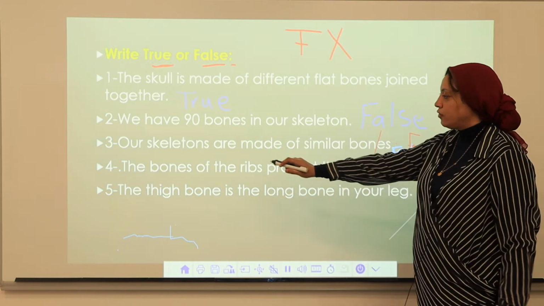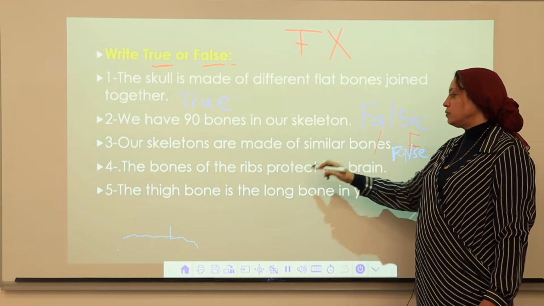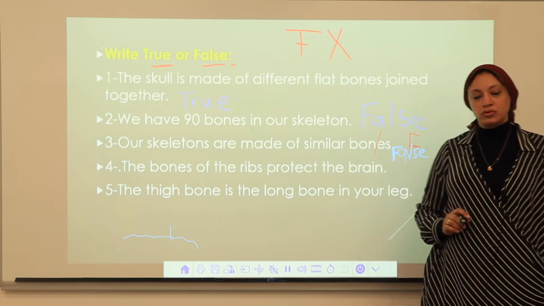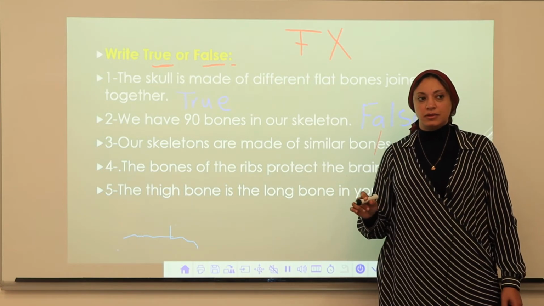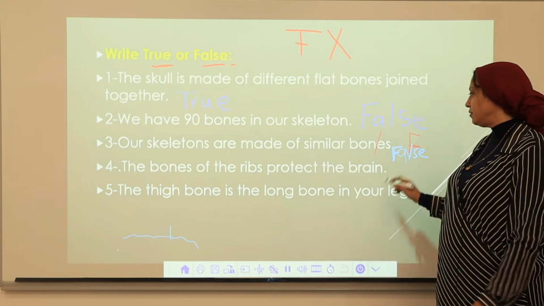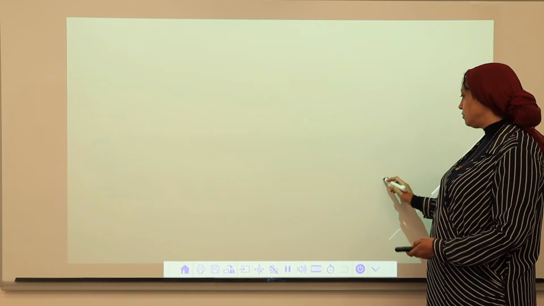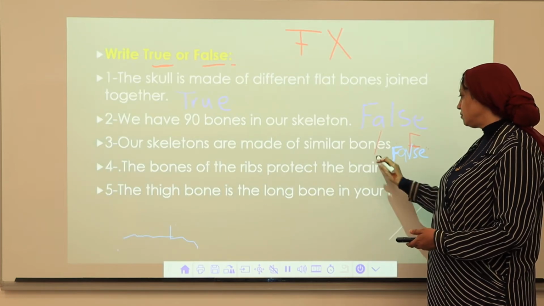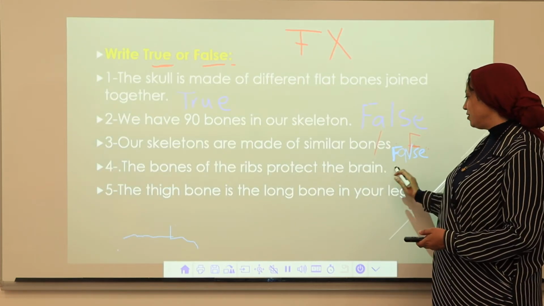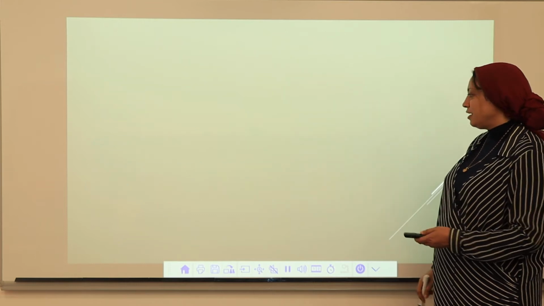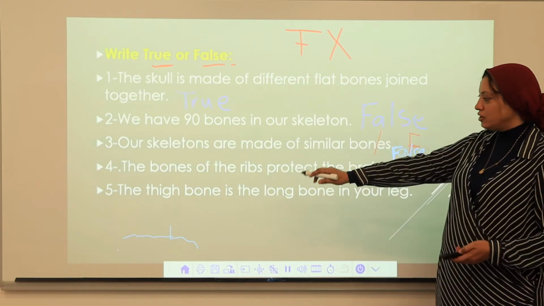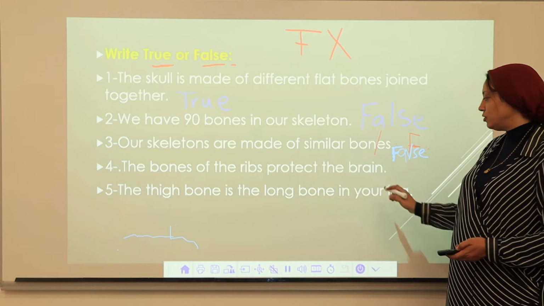Number 4. The bones of the ribs protect the brain. False. What protects the brain? The skull. Yes, the skull. So this is false. And the last one, number 5. The thigh bone is the long bone in your leg.